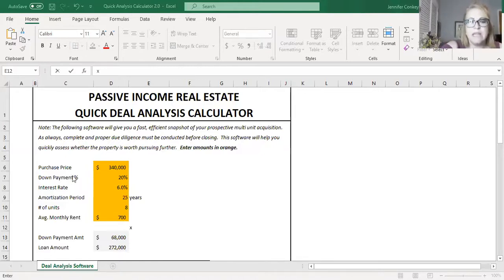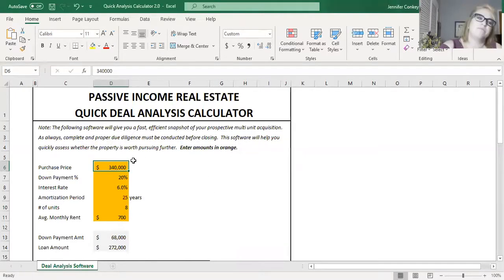So here we go. The calculator, when you get it, is just going to be in Excel. The way I have it is, I have to lock it before I send it to you guys. There's going to be 6 cells here. These are for you guys to fill out. So there's some basic data points: purchase price, down payment percentage, interest rate, amortization period, number of units, and average monthly rent.